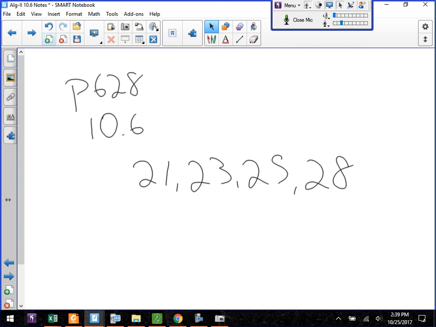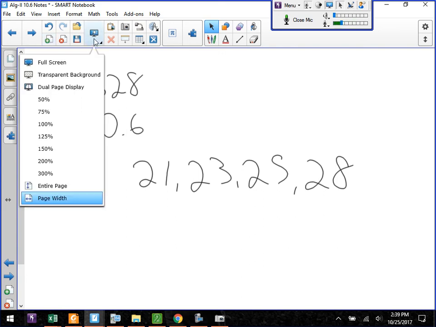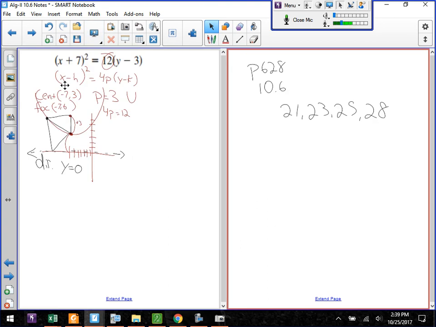Yes, ma'am. Is that all right? Yeah. There we are. We'll do all that completing the square one tomorrow. Friday we'll probably get into the equation stuff. Yeah, go right ahead. That's what they're there for.